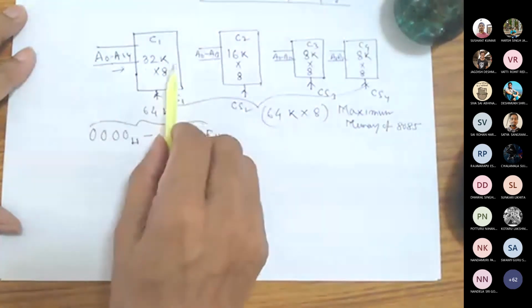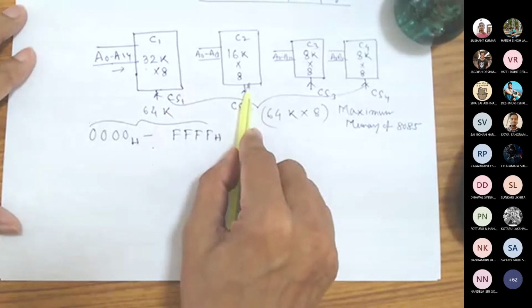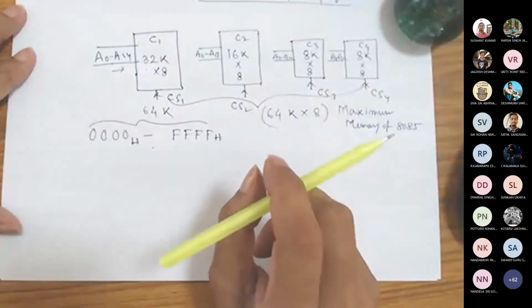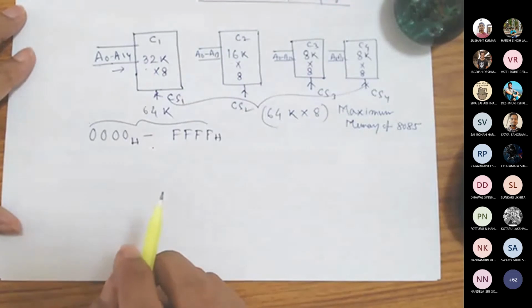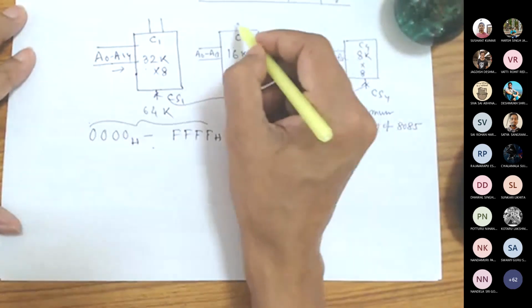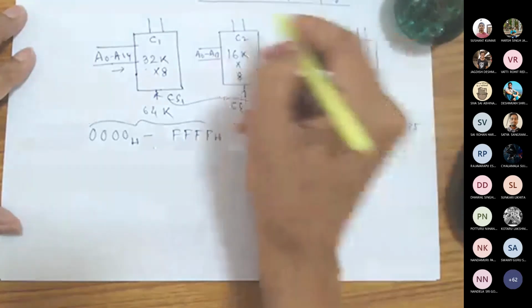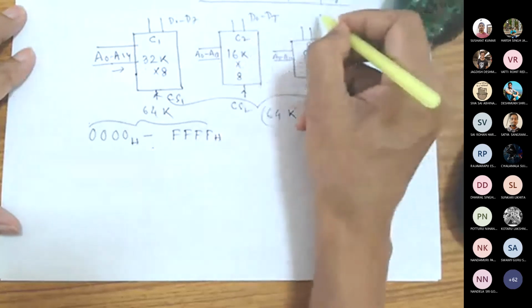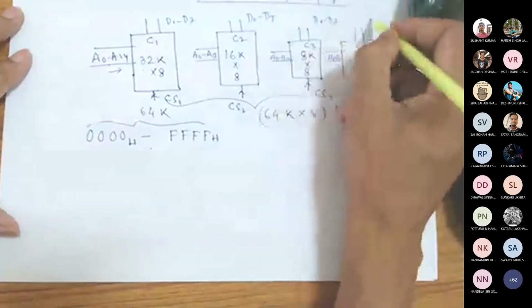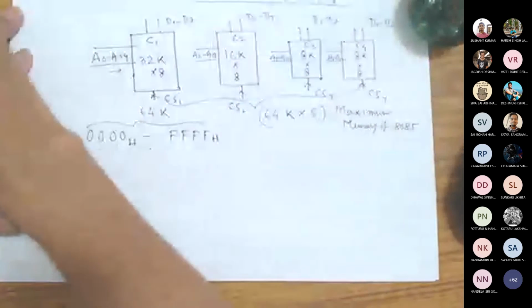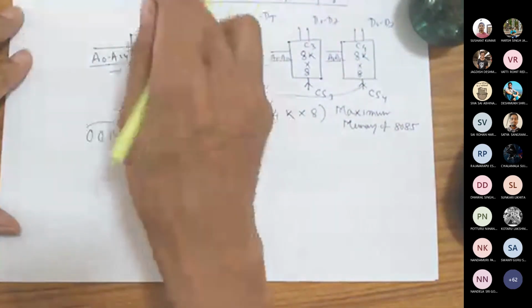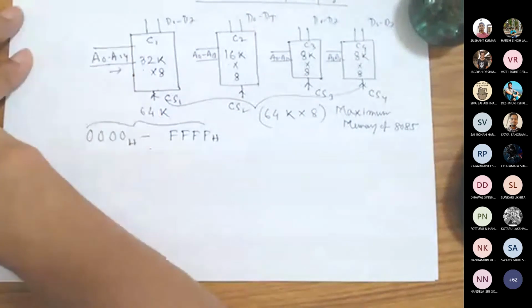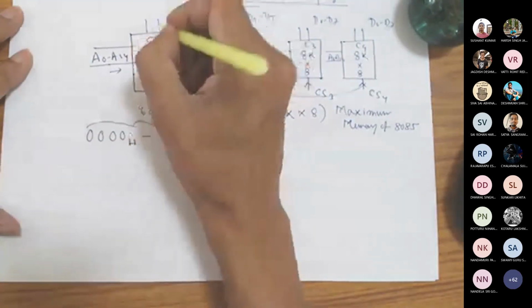Sometimes you read from here or write into here. Sometimes you do the read write here. Sometimes you do the read write here. How do you decide this? This all needs to be done depending on the address bits. Data bits are always the same. This is D0 to D7, D0 to D7, D0 to D7 and D0 to D7. You can multiplex them using a multiplexer. That's very easy.